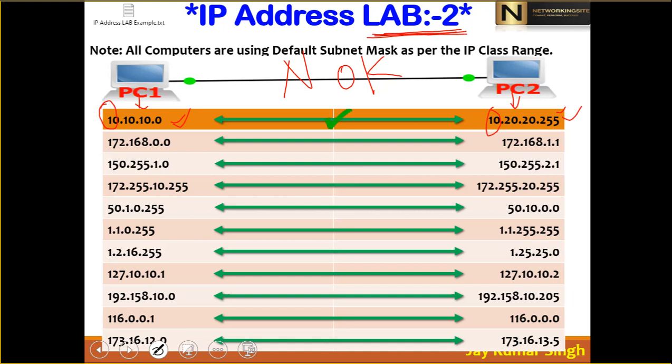Okay, now tell me here, number 2. 172.168. No. Why?